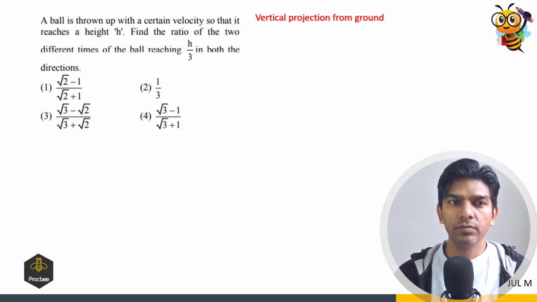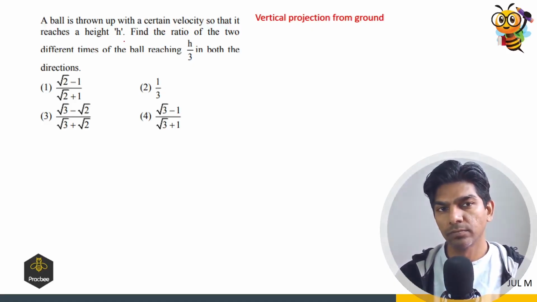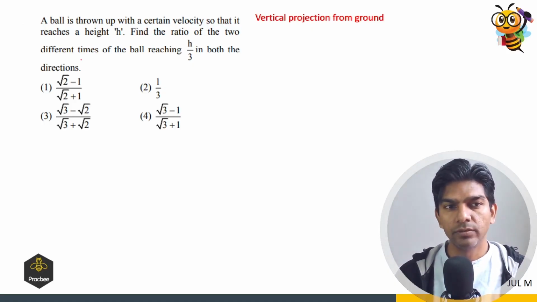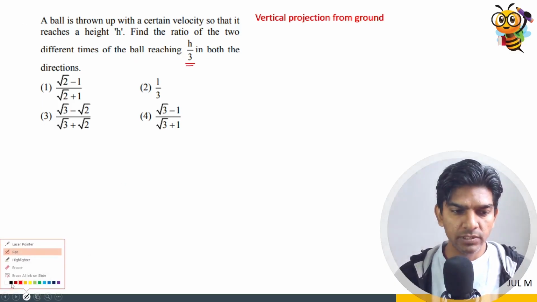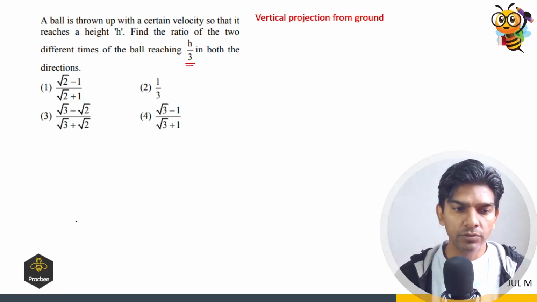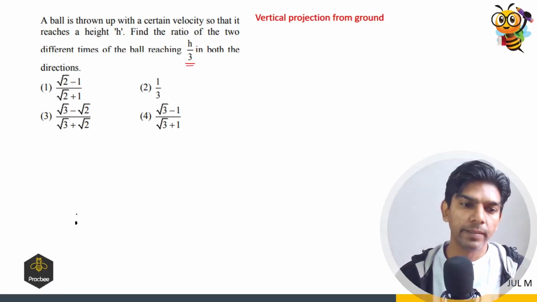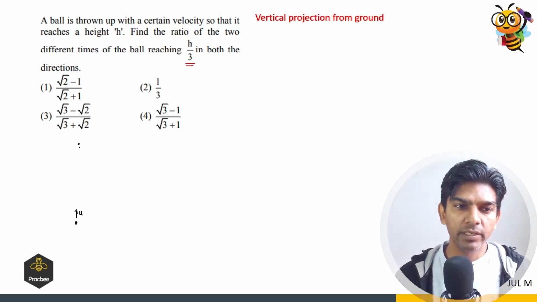Now let us see this question. A ball is thrown with a certain velocity so that it reaches a height h. Find the ratio of the two different times of the ball reaching h by 3 in both the directions. So first let us understand the question. We are throwing a ball from the ground, and let us say the initial velocity is u and the maximum height attained by the ball is h.